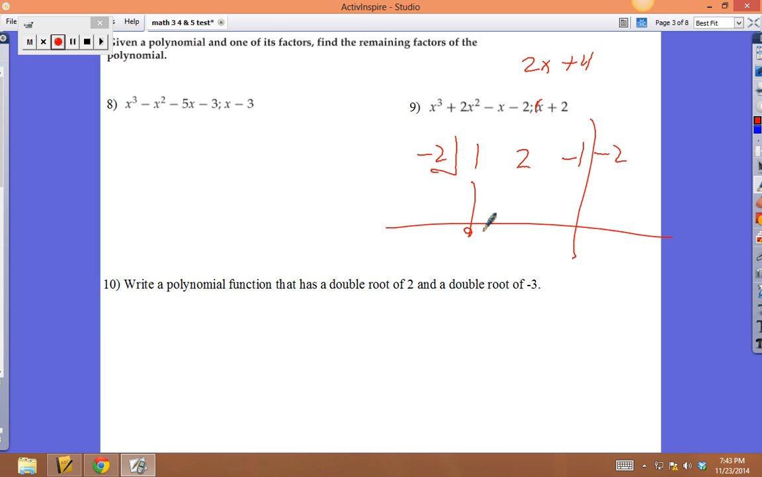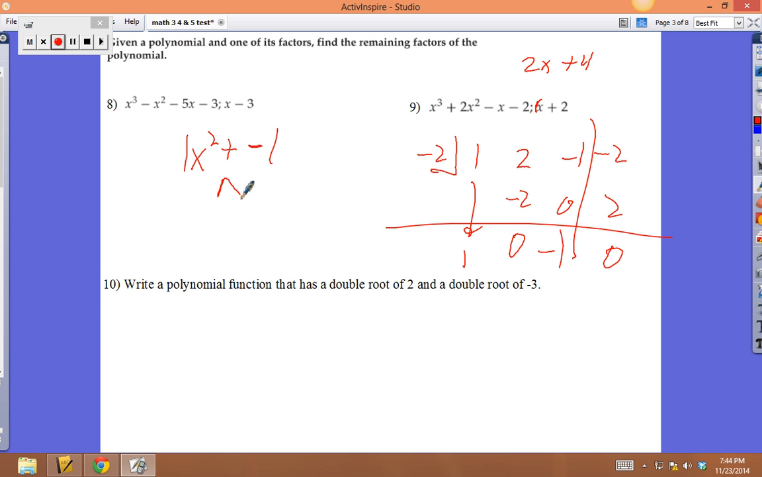So bring it down: 1, times it, that's negative 2; that's 0, times it, that's 0; add it up, negative 1, times it, 2, add it, that's 0. So I'm going to use these numbers to give me an answer. It's going to be 1x squared plus 0x minus 1.